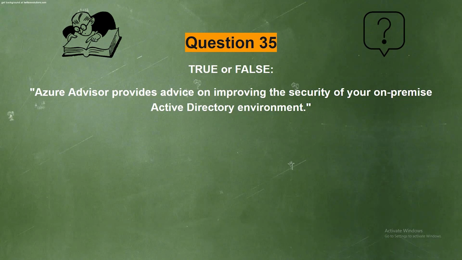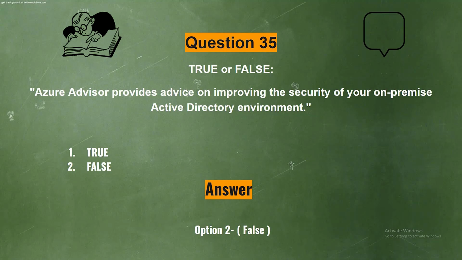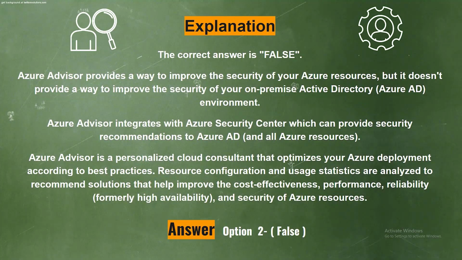Azure Advisor provides advice on improving the security of your on-premise Active Directory environment. And the options are: Option 1, true. Option 2, false. And the correct answer is Option 2, false. Explanation. The correct answer is false.